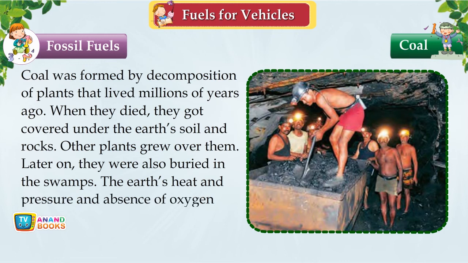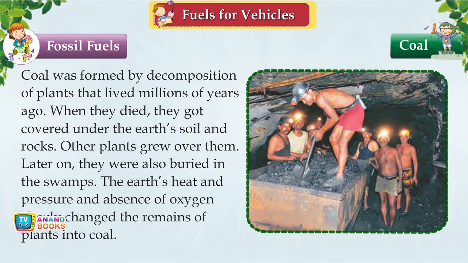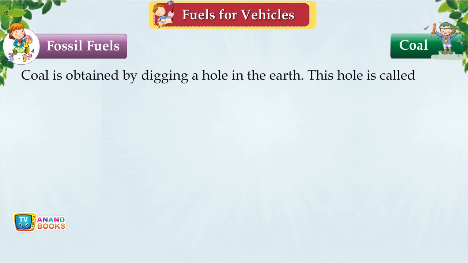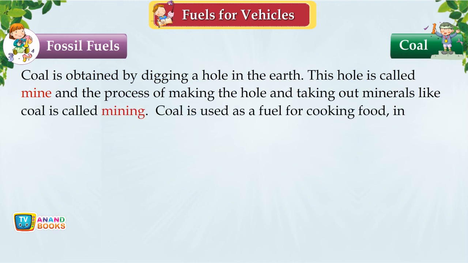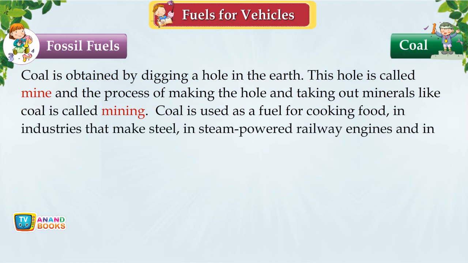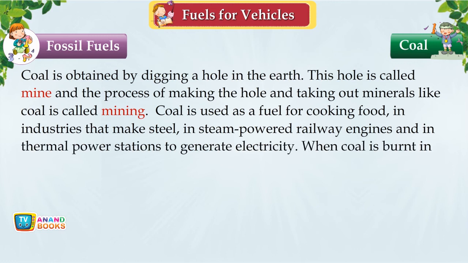The earth's heat and pressure and absence of oxygen slowly changed the remains of plants into coal. Coal is obtained by digging a hole in the earth. This hole is called a mine, and the process of making the hole and taking out minerals like coal is called mining. Coal is used as a fuel for cooking food, in industries that make steel, in steam-powered railway engines, and in thermal power stations to generate electricity.